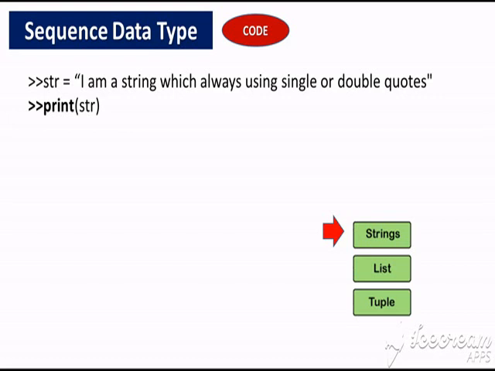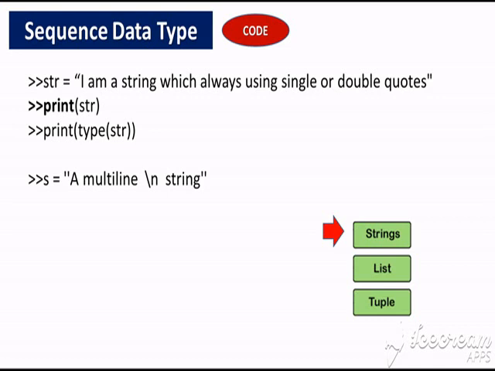Now I will print str. So it will print the whole string which is assigned by you, and the second command is print type str. The second print command will give you the type of the str variable which you wrote already.